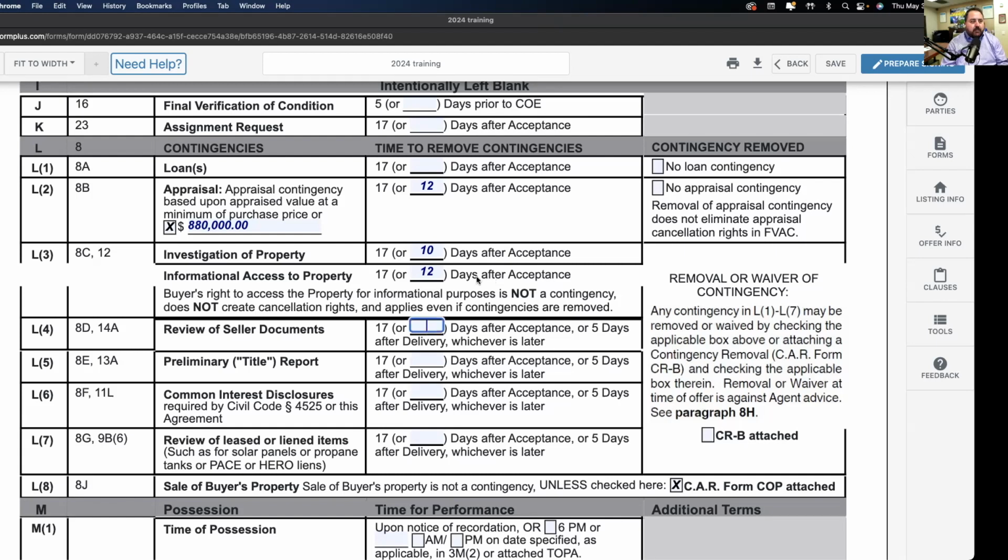Review of seller's documents. We talked about that during the investigation period. Again, I'm going to make that the same amount of time. Same with the prelim. Okay? If this is a condo or a townhouse, you could reduce it.